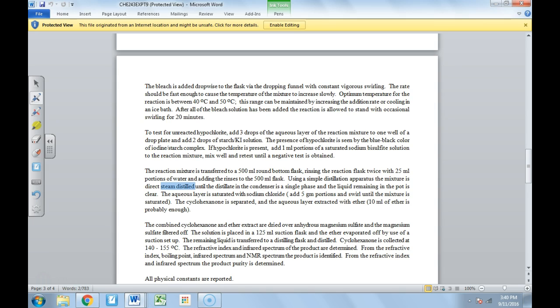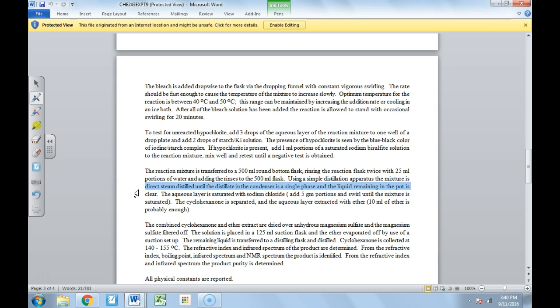Typically, there's one in the front of the lab during the first few weeks of lab. You can see what a simple distillation apparatus looks like, and then what you're going to do is distill it until this stuff happens. And I just want to say that until the distillate is clear, remaining pot is clear, that typically is a hard thing to do. So remember, there's two parts to a distillation.